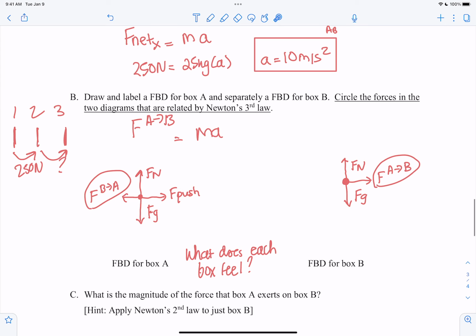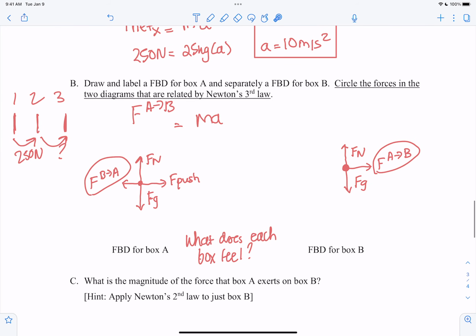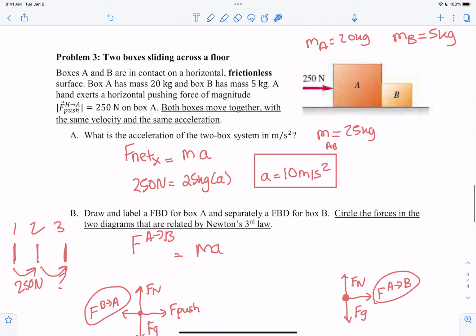What would be the forces that are related by Newton's law? Excellent question. The forces that would be related by Newton's third law would be F of B on A and F of A on B, because these are technically an action-reaction pair. If I use that wall example, I get pushed into the wall, I feel that wall, but the wall also feels me bumping into it. So A feels that contact with B, and B feels that push from A.